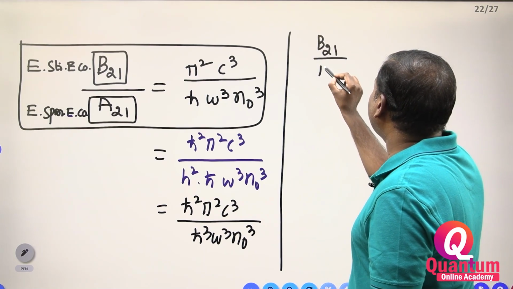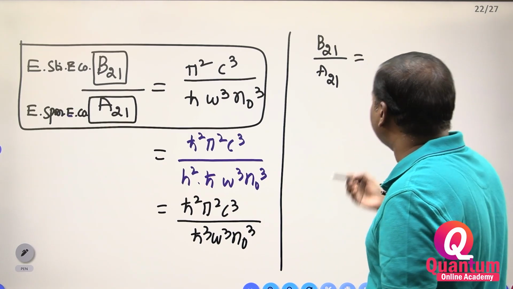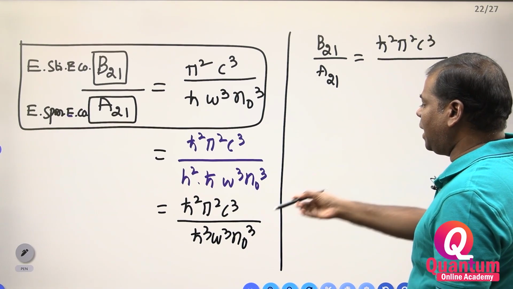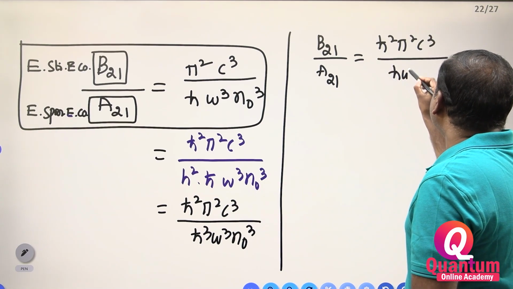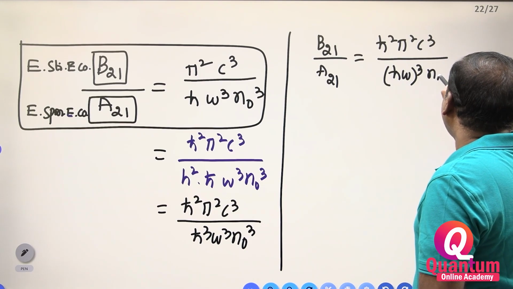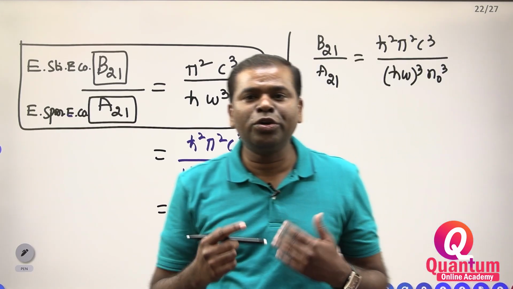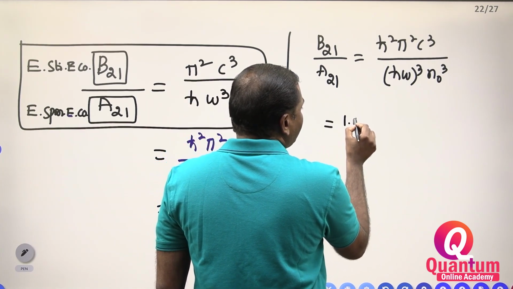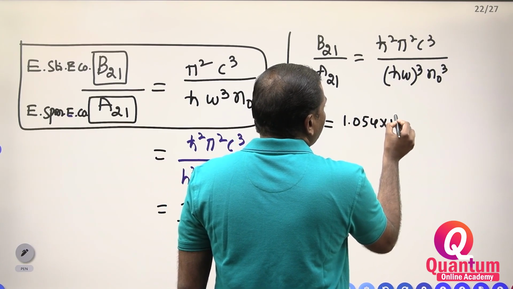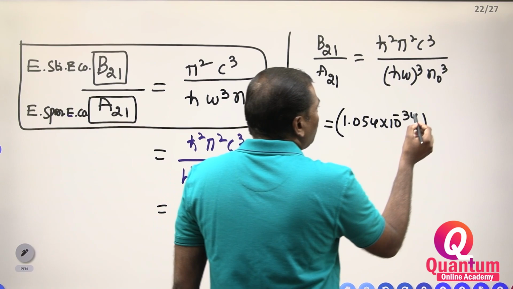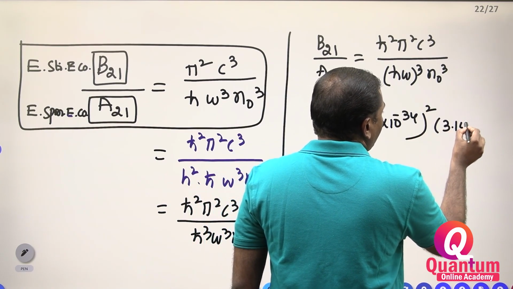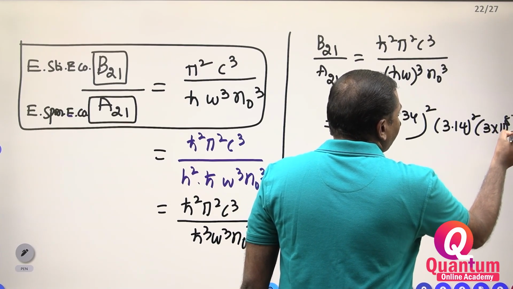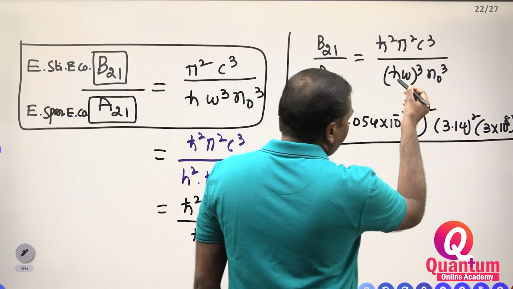B21 divided by A21 is equal to h cut square pi square c cube divided by h cut omega whole cube into n naught cube. Now you substitute the values. What are the values? h cut is equal to 1.054 into 10 to the power of minus 34 whole square. Pi is equal to 3.14 whole square. C is equal to 3 into 10 to the power of 8 whole cube, divided by h cut omega.